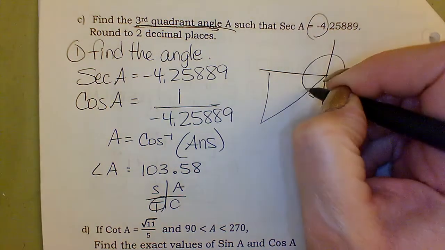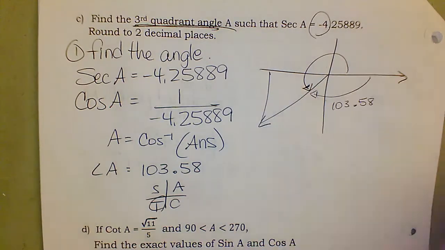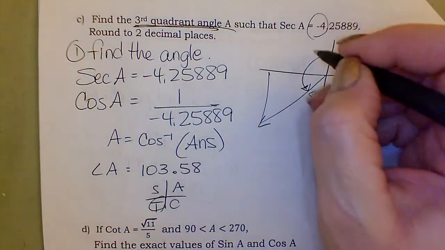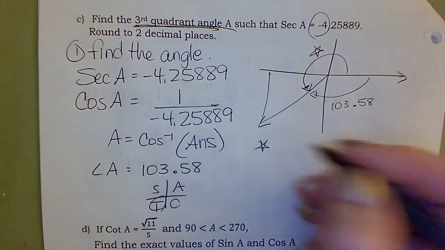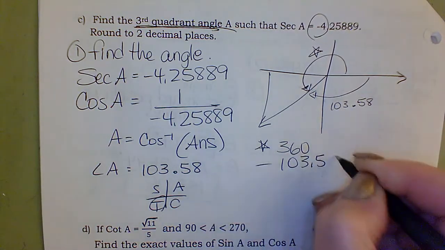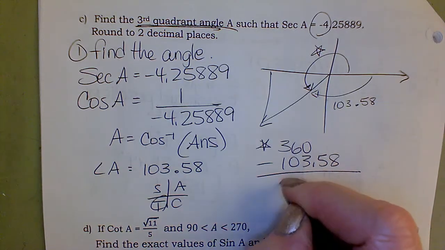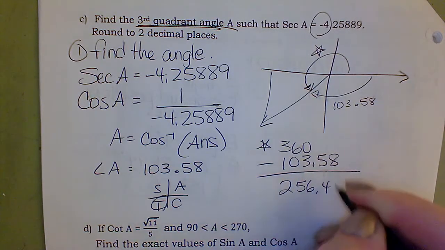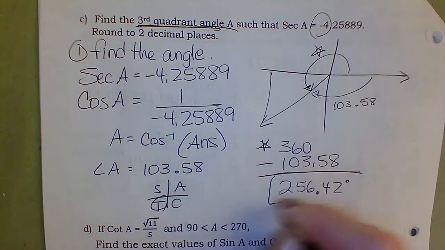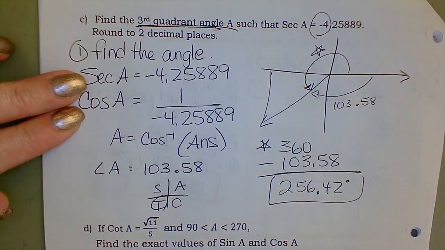I need this one, right? Standard position angle is from this line to there. I need this. So that means that I'm going to take 360 minus that 103.58, right? Because a full revolution is 360 minus 103.58, and I'm going to get that angle to be 256.42 degrees. So the only thing that's different is this step right here.